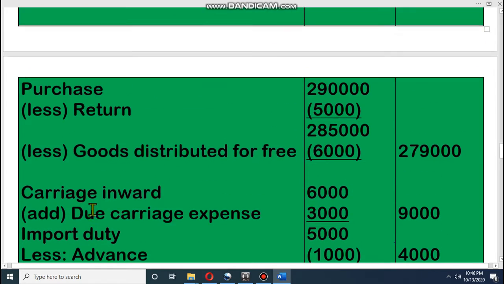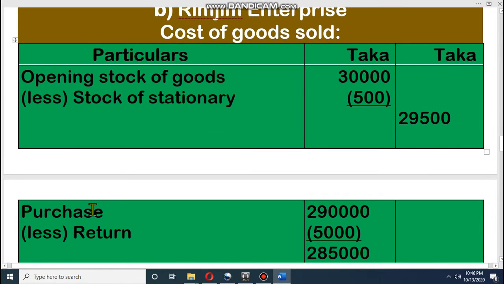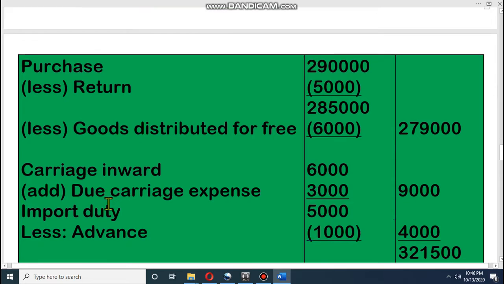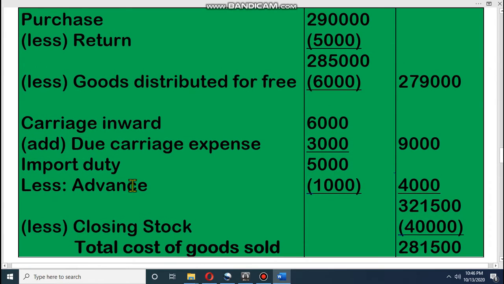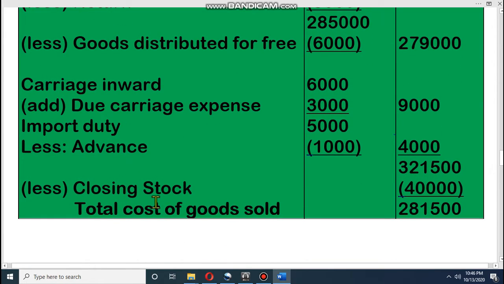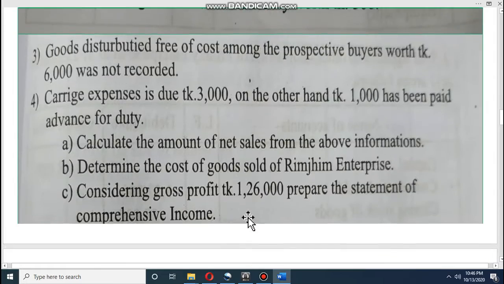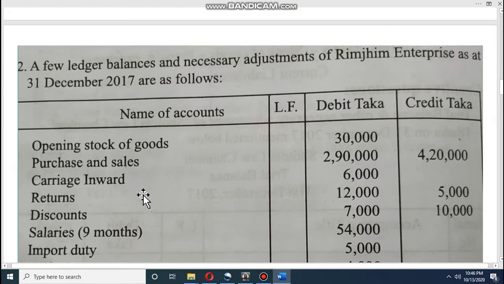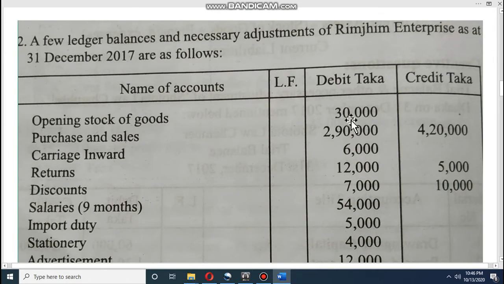At first you have to write the amount of opening stock, then you have to write the amount of purchase, then you have to write the amount of other expenses like carriage, import duty, dock charge, then minus closing stock, then it will be cost of goods sold. Let's see the math, dear student. Look at, yes, we have opening stock 30,000. So at first we have to write the amount of opening stock.